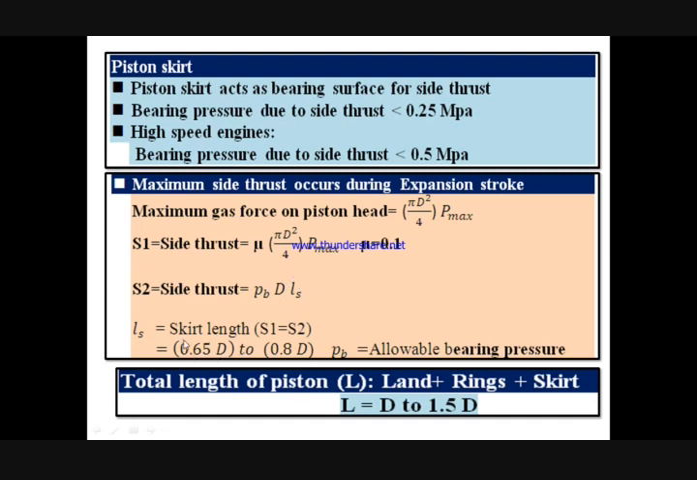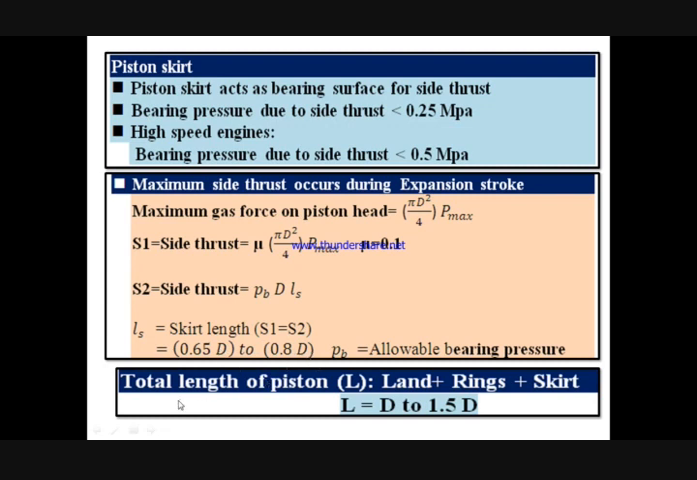Its Ls value should be in the range of 0.65 d to 0.8 d. So once we find the value of Ls by equating S1 and S2, whatever value we get, we have to check whether it is in this range or not, 0.65 d to 0.8 d.